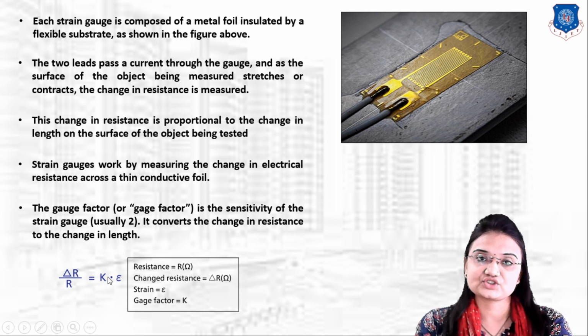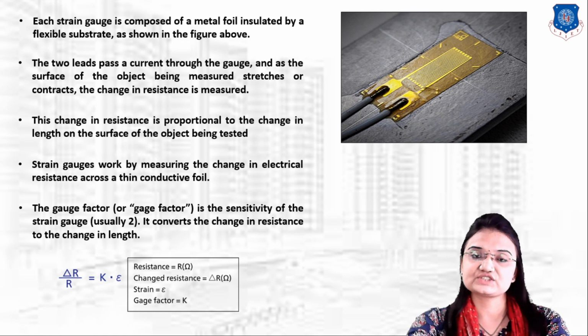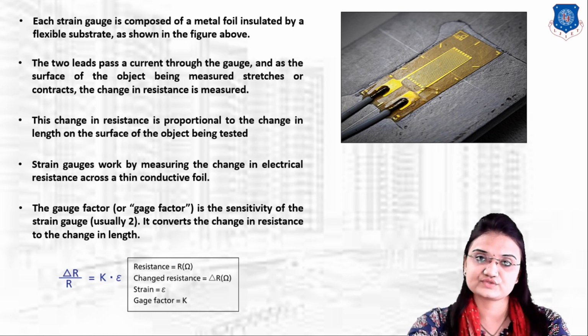This one is K, which represents gauge factor, which is the ratio of change in resistance to change in length, and epsilon, which is represented by strain. Okay, so by measuring the change in resistance of the conducting coil, we can easily measure the strain. So this one is the general basic principle of strain gauge.